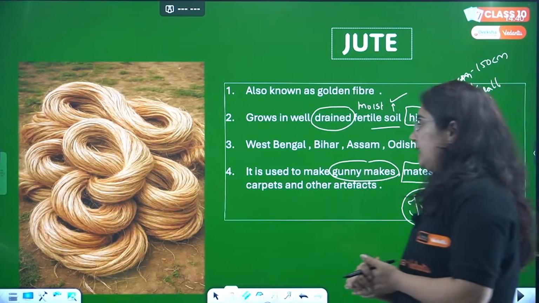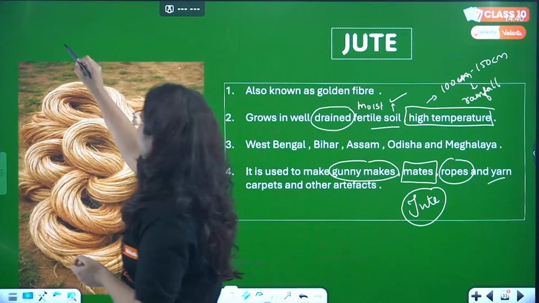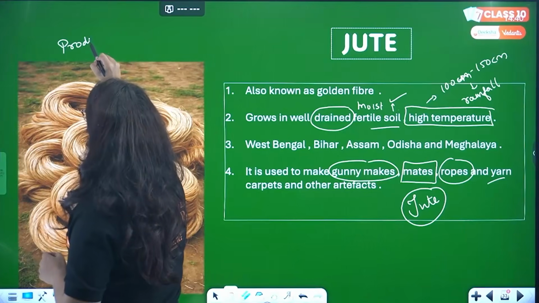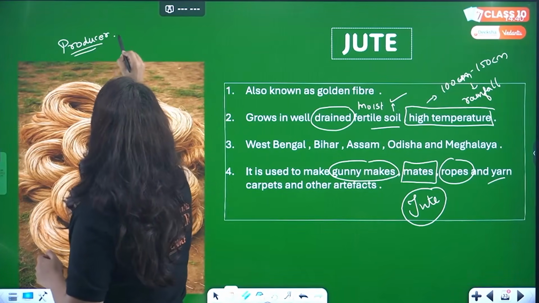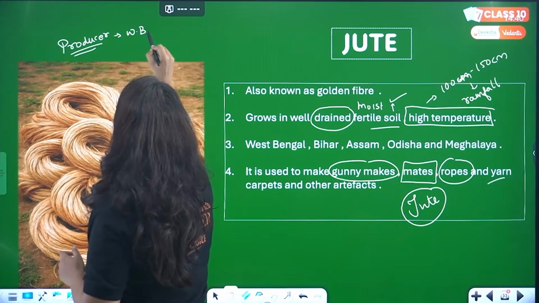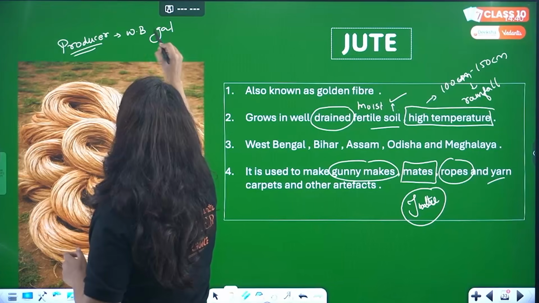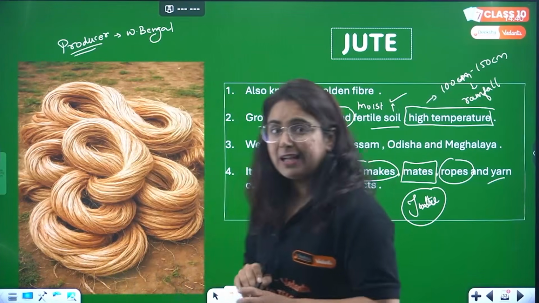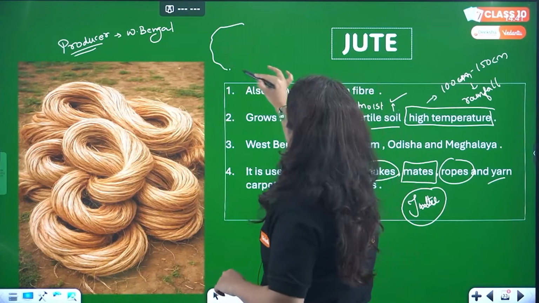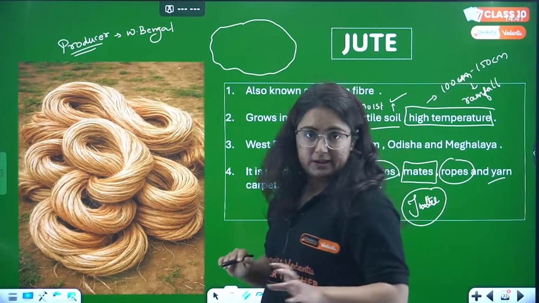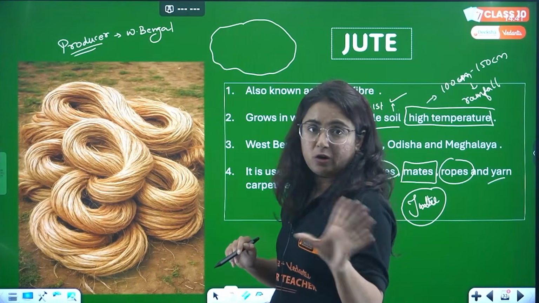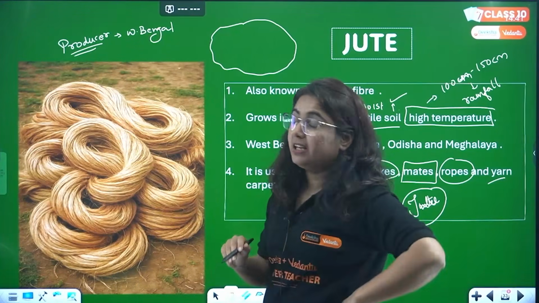One thing I want to tell you, beta: the largest producer of jute in India is West Bengal. The largest producer of jute in India was West Bengal. What I am saying is Bengal, not West, not East. I am just saying it West Bengal.